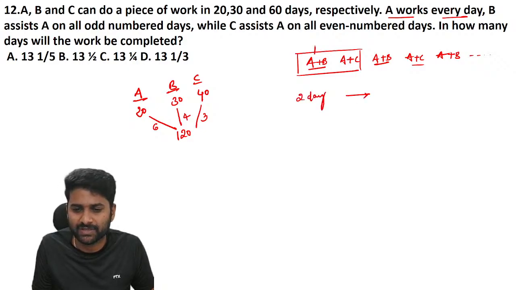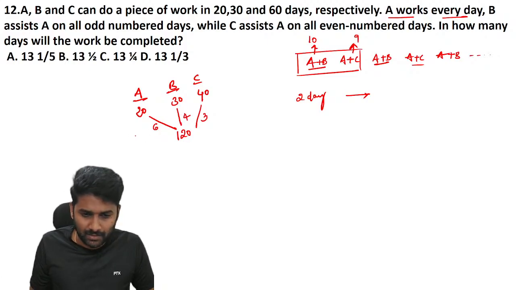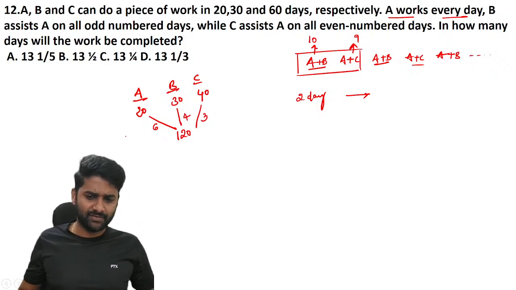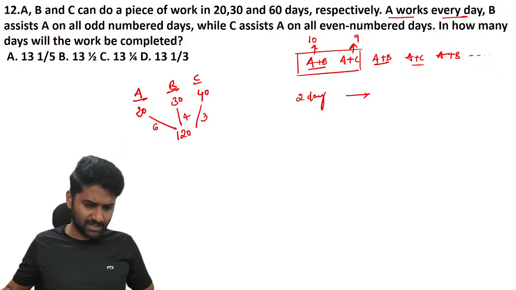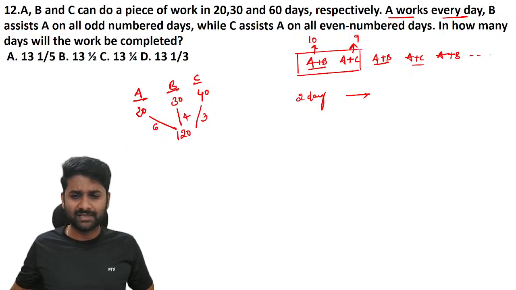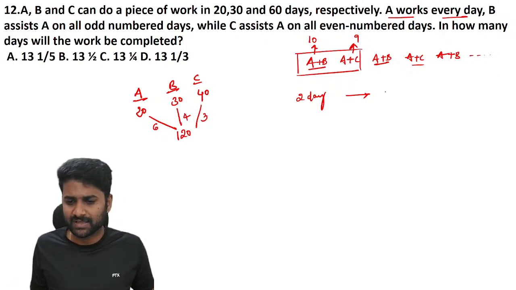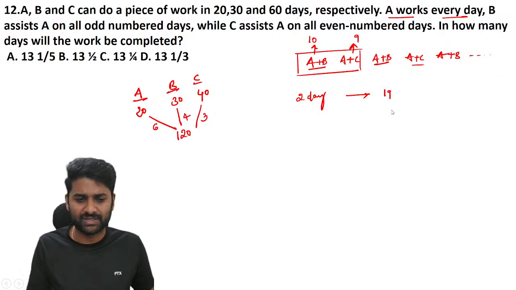In every 2 days, how many units will they complete? A plus B is 10 units. A plus C is 9 units. Clear? So clearly, A works every day, and A is assisted by B on all odd days and by C on all even days. Means every 2 days they will complete 9 units.